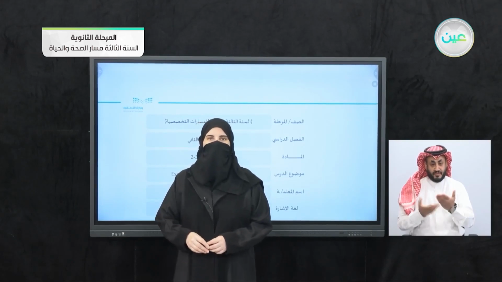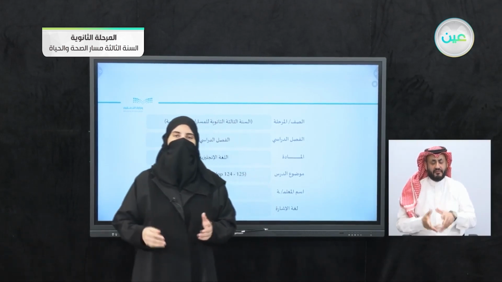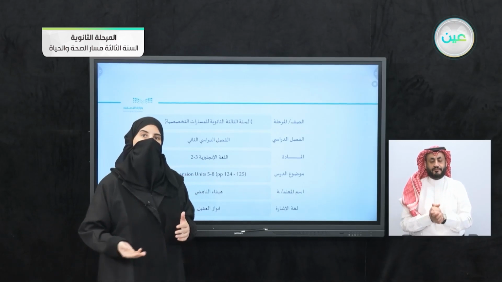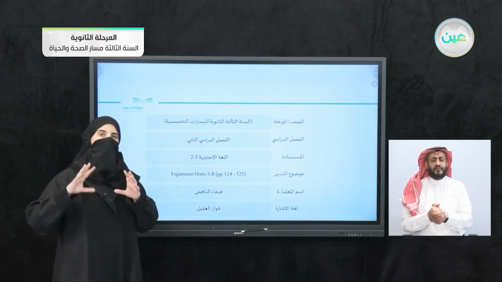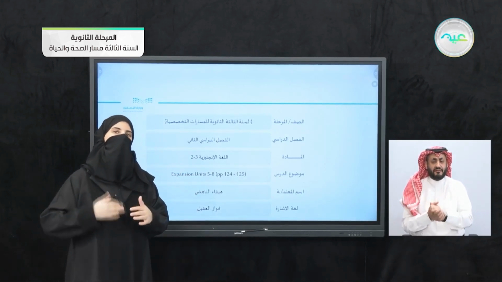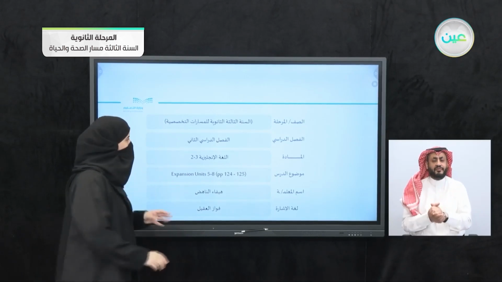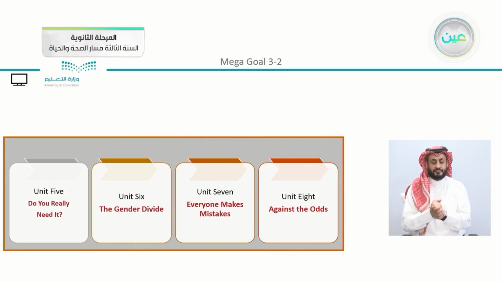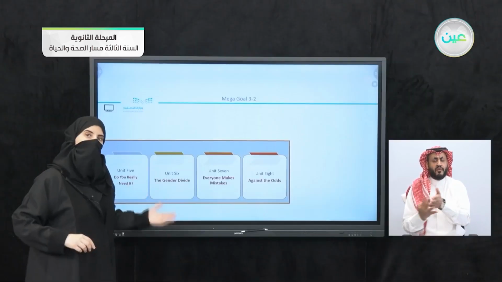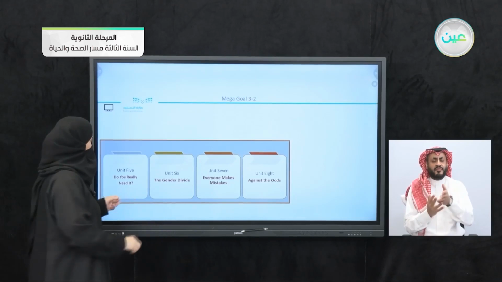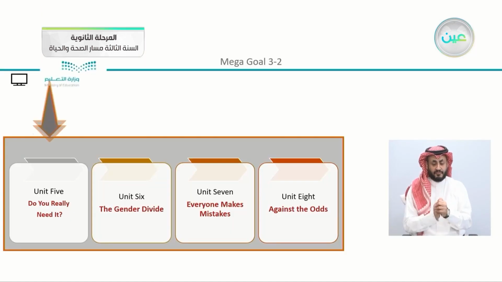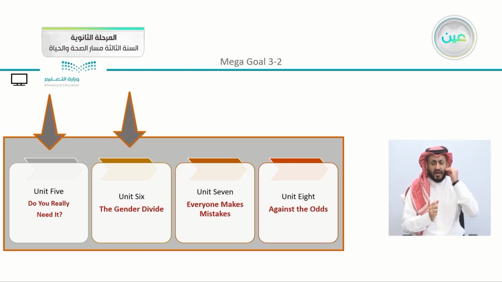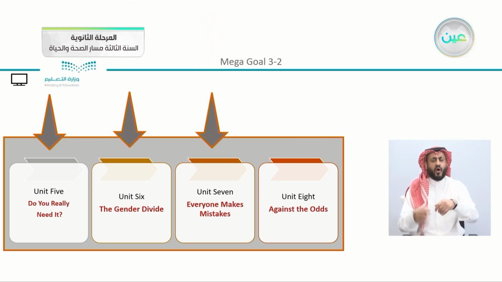Welcome back, dear students. Alhamdulillah, we have accomplished our units, and we are going to reach the very end of our semester here, and we're going to see what is left for us. So let's go back and revise what we have here. Of course, these are our 4 units which we have studied throughout the semester. We have Unit 5, Do You Really Need It? Unit 6, The Gender Divide. Unit 7, Everyone Makes Mistakes. And Unit 8, Against the Odds.